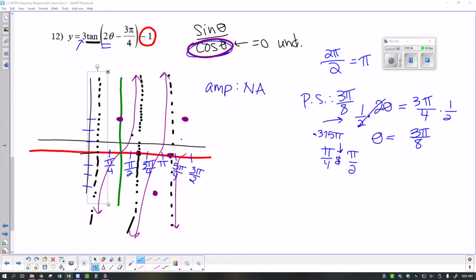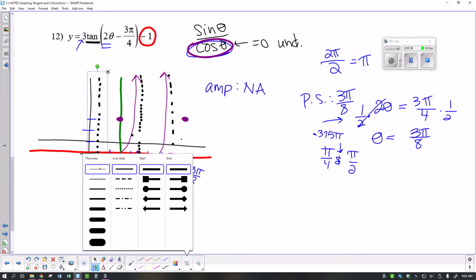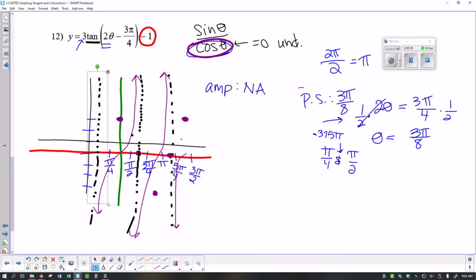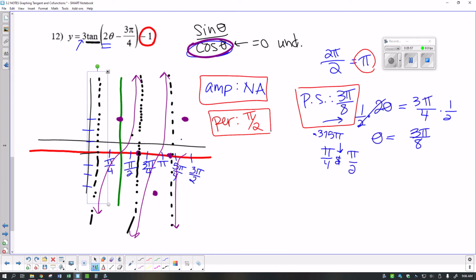The other things that you might want to list just to finish this off here is we do have our phase shift, okay? We have our amplitude, which was non-applicable. Remember, we talk about our period, and in terms of a tangent function it is really half of what the cosine function is, or the sine function. So our period is technically pi over 2. And then if we were listing our vertical shift, we would say down 1. And those were the other things that you should probably include.